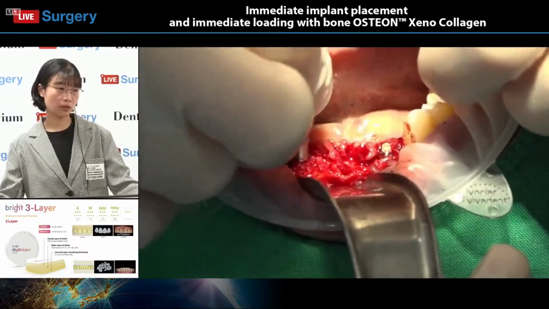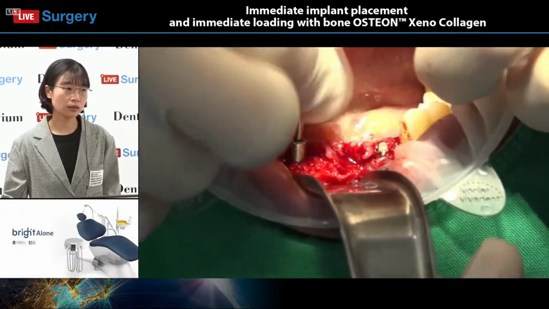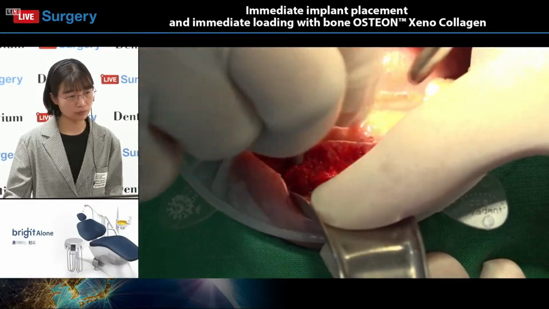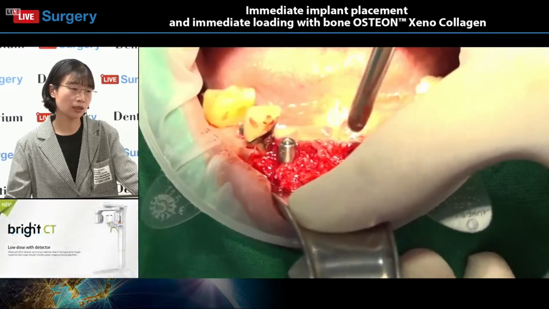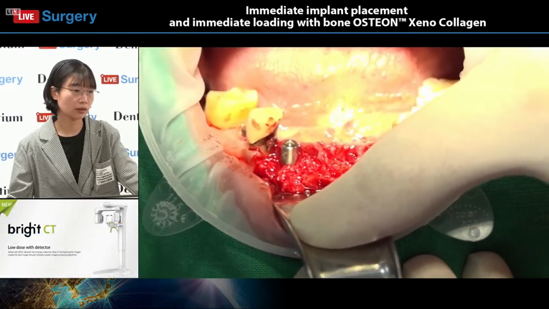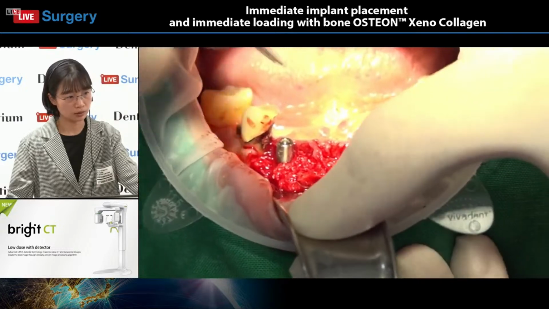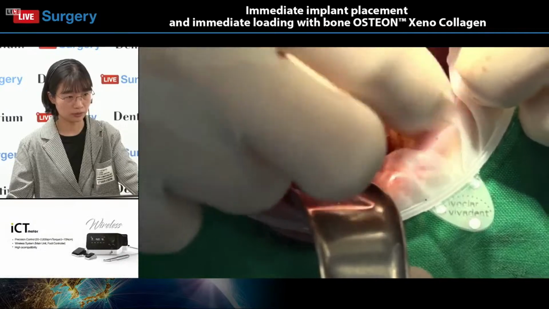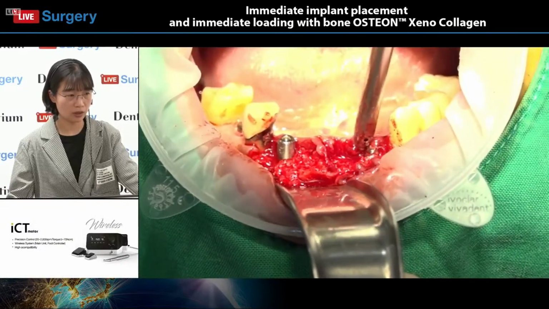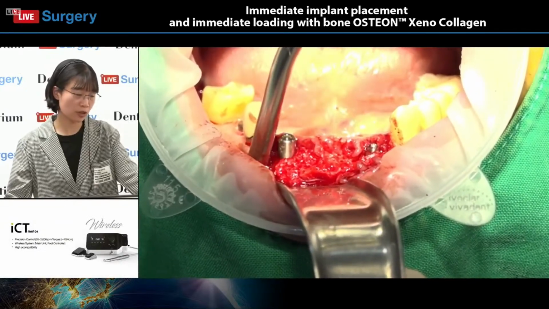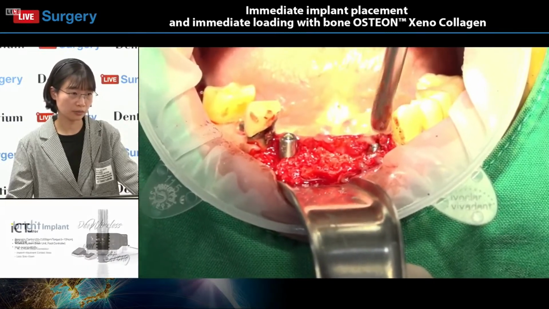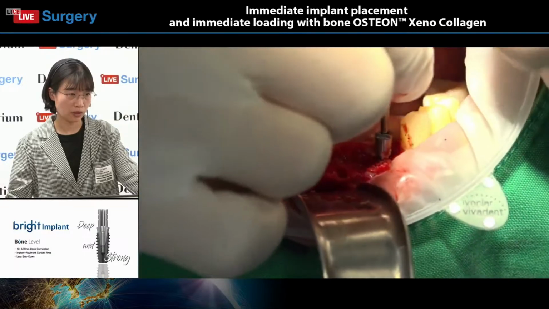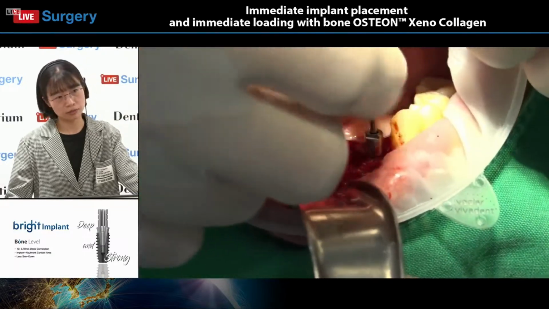Okay, now he is connecting the cover screws and healing abutments. And he also does the same procedures on the 32 positions.